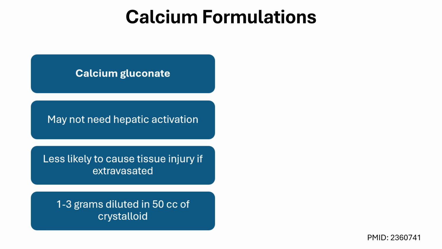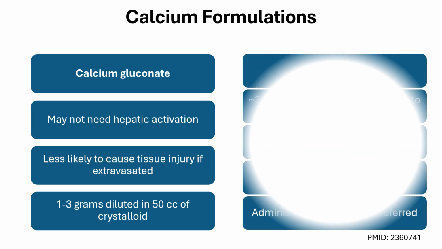What about the available calcium formulations we can use? So first, let's talk about calcium gluconate. The teaching was that calcium gluconate needs to be activated in the liver first to release calcium into the bloodstream. The literature and research actually doesn't support that. It is less likely to cause tissue extravasation, and the typical dose is 1 to 3 grams diluted in about 50 cc's of crystalloid, such as, for example, normal saline.